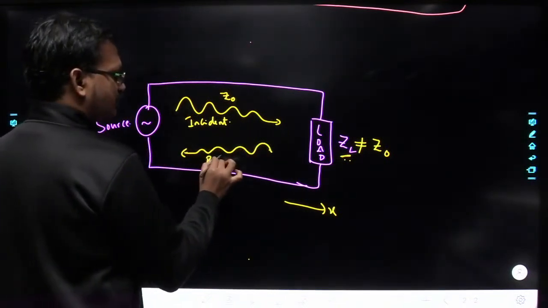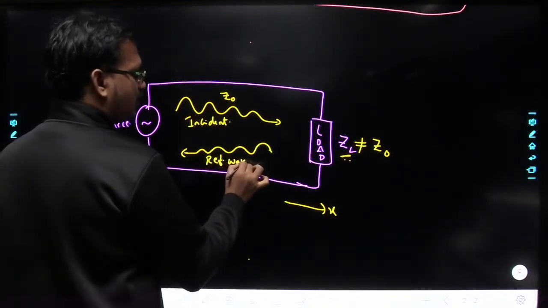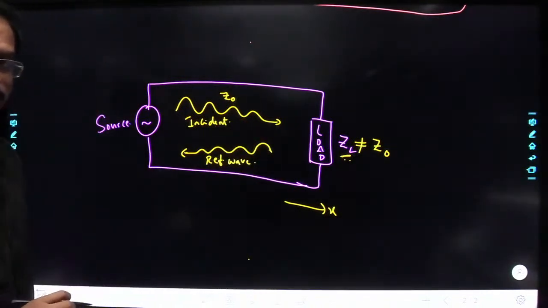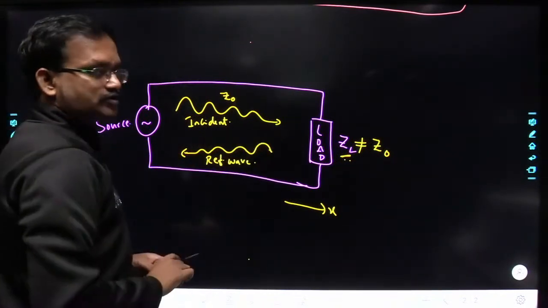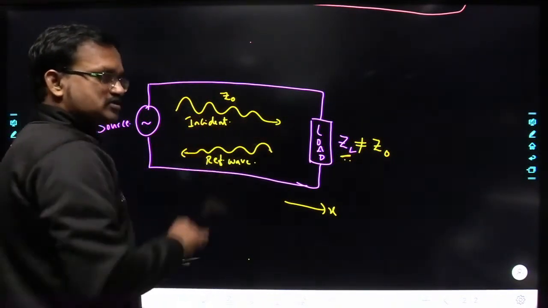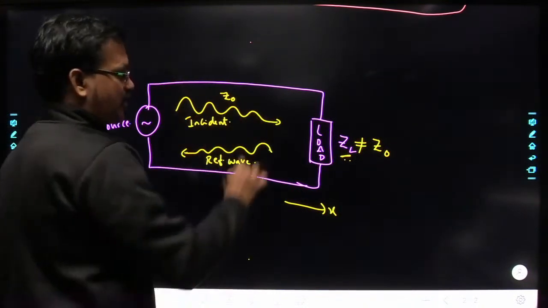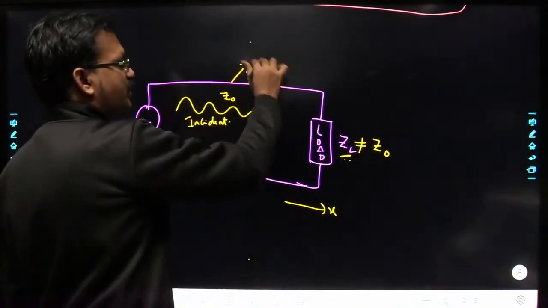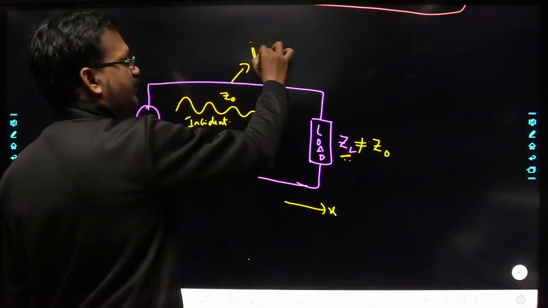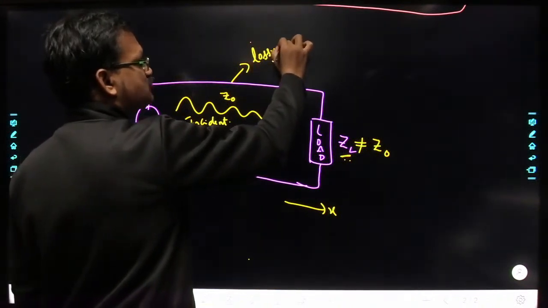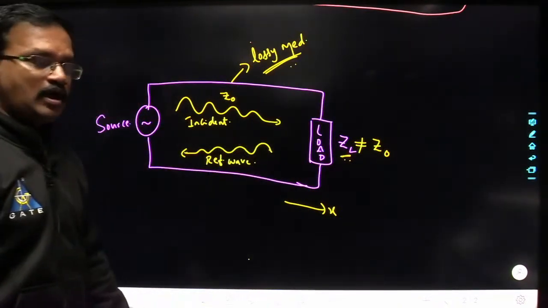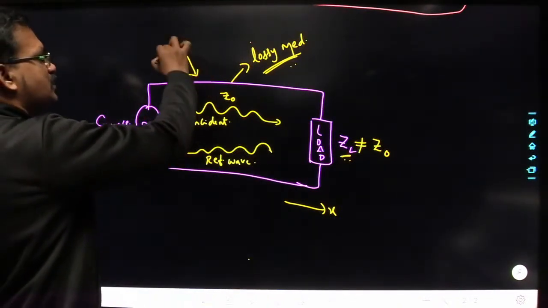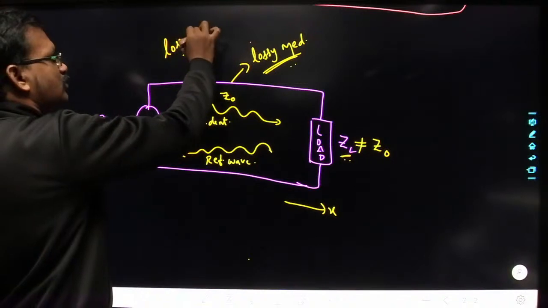So the reflected wave is going to propagate along the negative x direction. Understood? As it propagates in the negative x direction, its amplitude is going to decay. Similarly, as the forward wave propagates in the positive x direction, its amplitude is decaying. So that means this transmission line is behaving as what? It is behaving as a lossy medium, or we can simply say, a lossy transmission line.